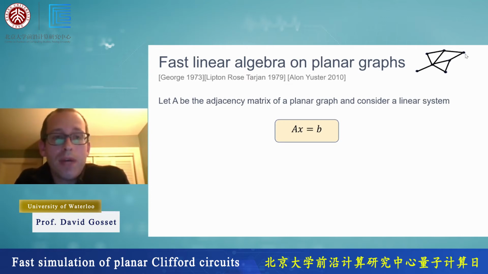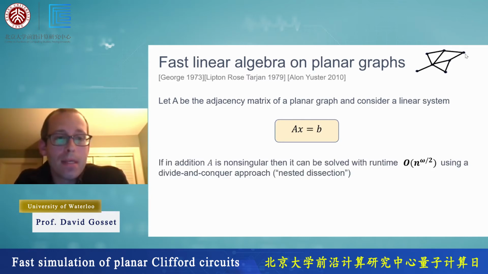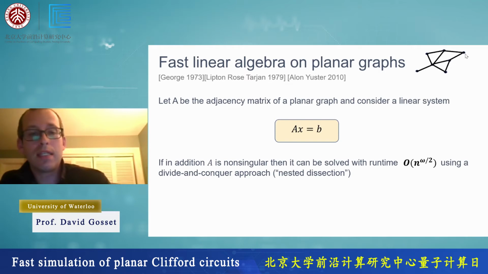And what they showed is that if you have the adjacency matrix of a planar graph A, and you try to solve a system of linear equations AX equals B, let's say that everything is over the binary field, and if you assume that A is non-singular, then there is an algorithm which solves this system with runtime order n to the omega over 2. So there's a square root speedup over the standard n to the omega linear algebra runtime. And this algorithm uses a kind of divide and conquer approach, which George called nested dissection.